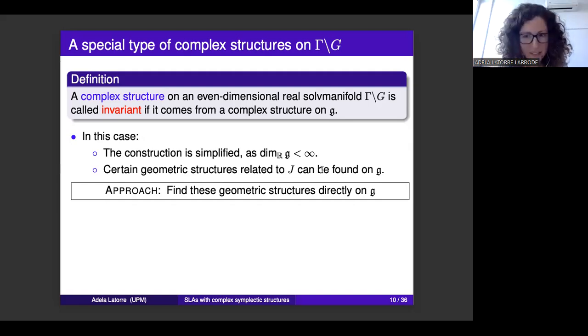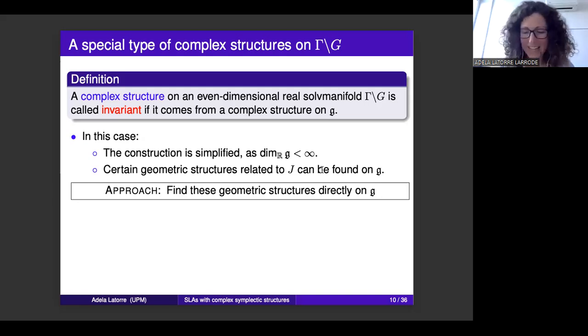Pardon? Can I ask one quick question? Yeah, sure. I still don't understand what is the essence of gamma. I mean, I understand when you have a structure on a Lie algebra, you can extend it to the big Lie group, right? But what is the essence of gamma here?